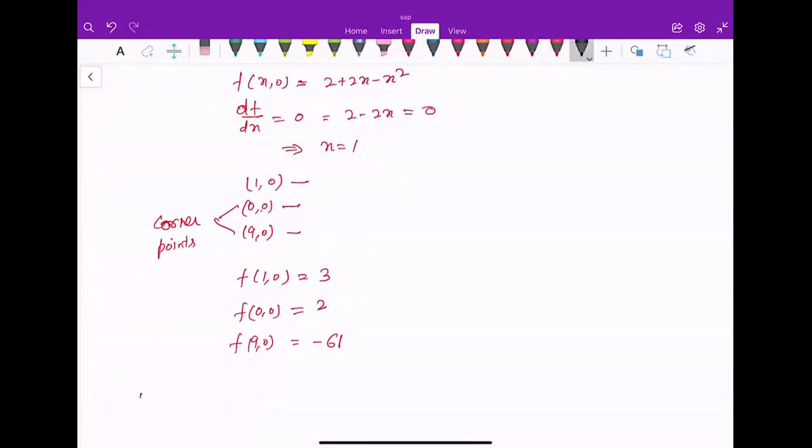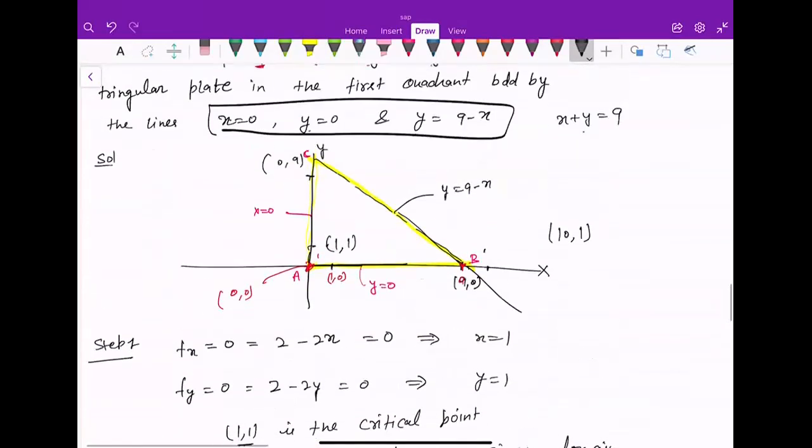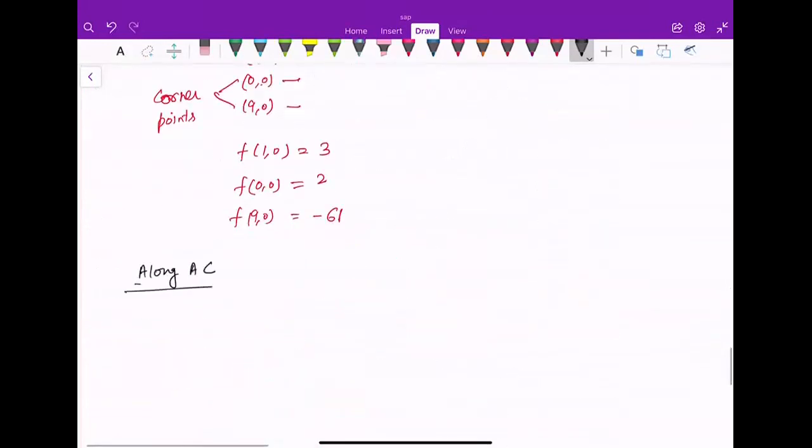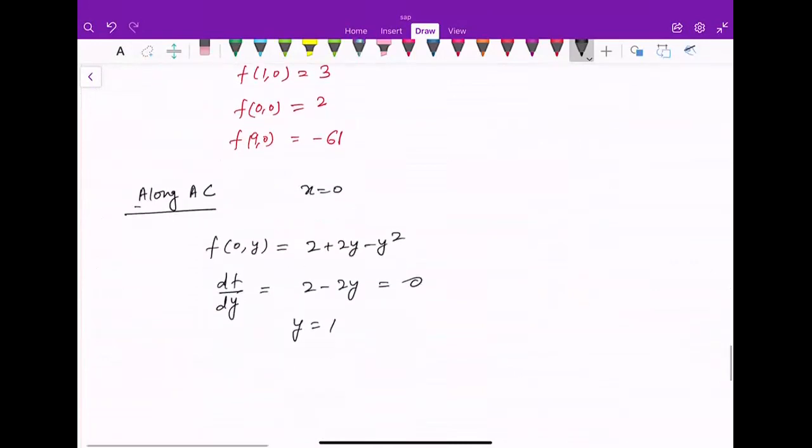AB, we have checked. Now we will check along AC, ठीक है? So here we are putting x equal to 0. So f of (0, y), ठीक है ना? It is coming out to be 2 plus 2y minus y square, ठीक है? It is the function of one variable y, so df over dy, it is 2 minus 2y equal to 0, so y equal to 1, ठीक है, and x equal to 0 and y equal to 1.